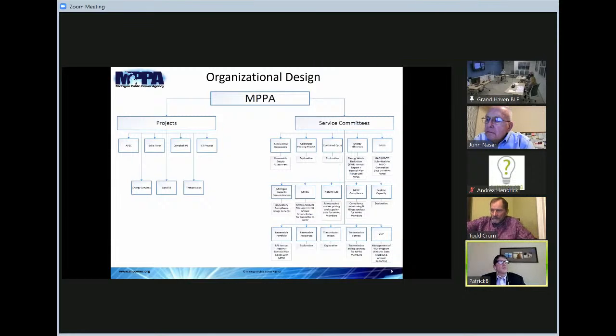So this is a bit of a busy slide, and I apologize for that, but this just gives you an overview of the design of the agency with the projects on the left and the service committees on the right. And as you'll notice, just briefly reviewing those, some of the service committees, as I said, are explorative in nature. And as I discussed earlier, the projects are typically resources that are investments by the agency. Next slide.